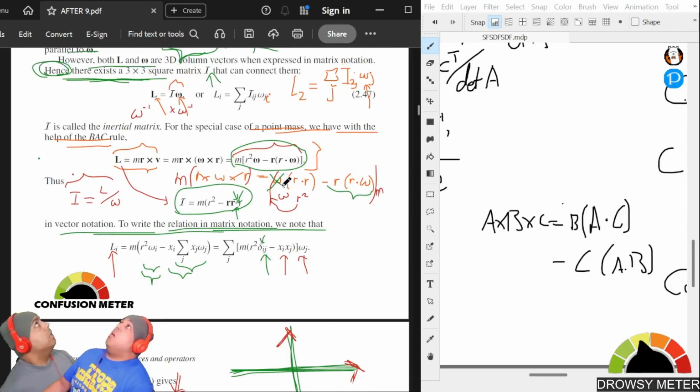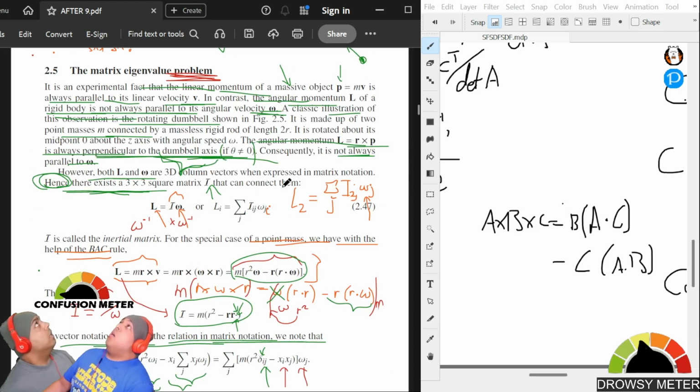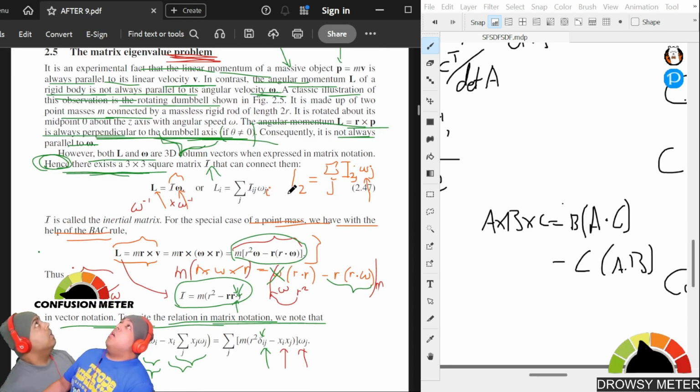We'll stop here for today. I'll look into this later. Okay, I think I just need to maybe get a good grasp of angular momentum. That has always been a tricky subject for me.